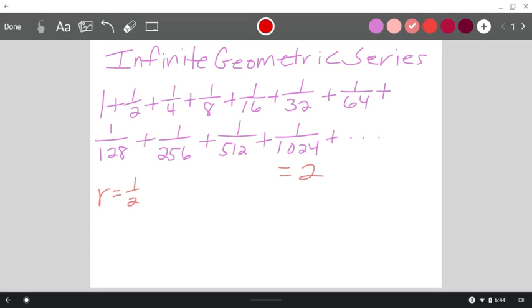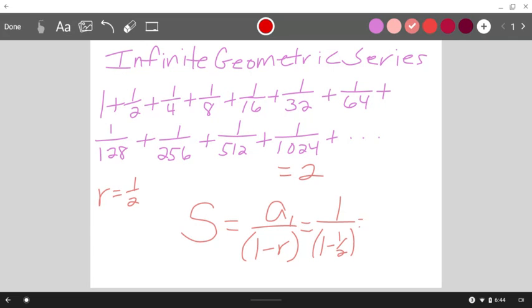And the formula for this really complex idea is actually a very simple formula. It's S equals A sub 1 over 1 minus r, with r being the common ratio. A sub 1 is the first term. So for this series, A sub 1, the first term, is 1, over 1 minus 1/2, is 1 divided by 1/2, which would be 1 times 2, or 2.